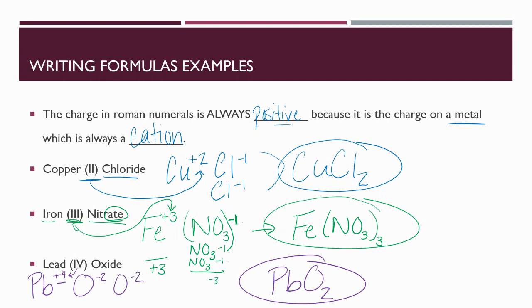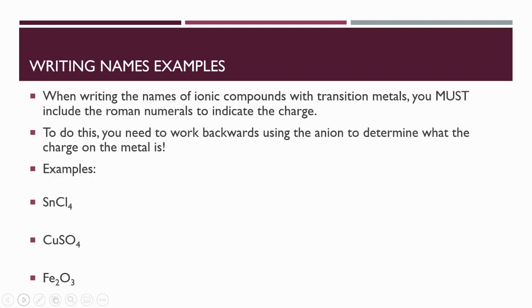That will give me a total of +4 and then a total of -4 if I have 1 lead for every 2 oxygens. So that is lead(IV) oxide. Let's go the other way now.